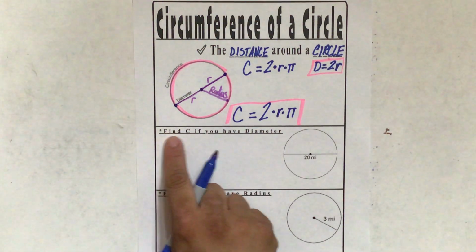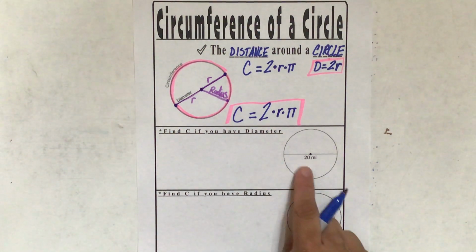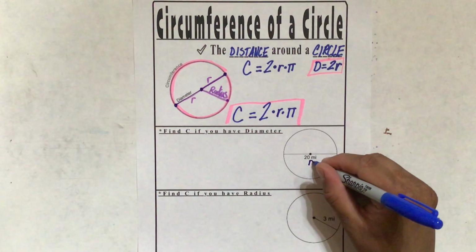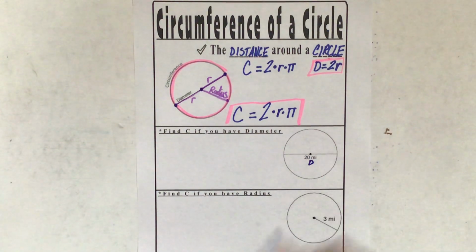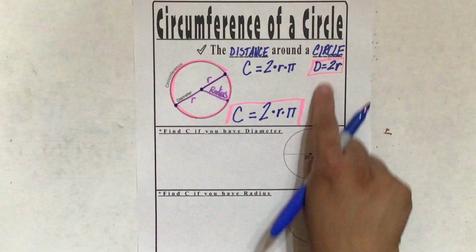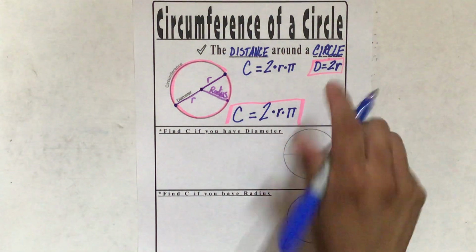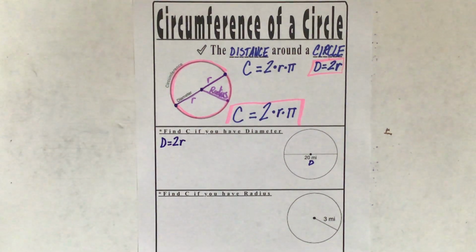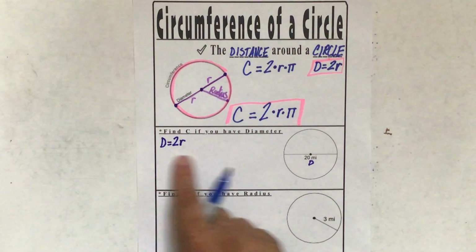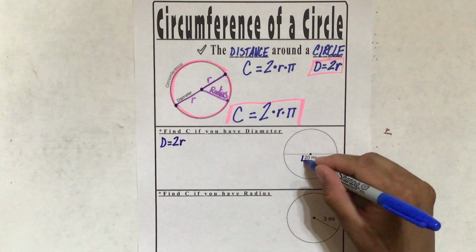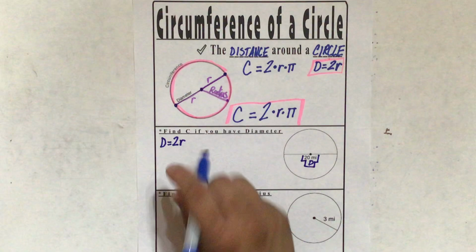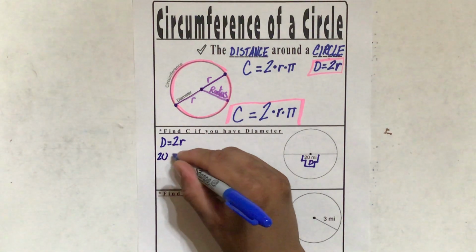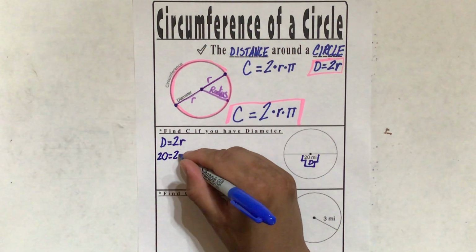So the first example says, find C if your diameter is 20. So this is our D here. Our diameter is 20. So they give us a diameter. They gave us D. So we need to use this D formula. D is equal to 2R. Now, I already know what D is. What is D? D is equal to 20. So I'm going to substitute. Where I see D, I'm going to put 20. So 20 is equal to 2r.